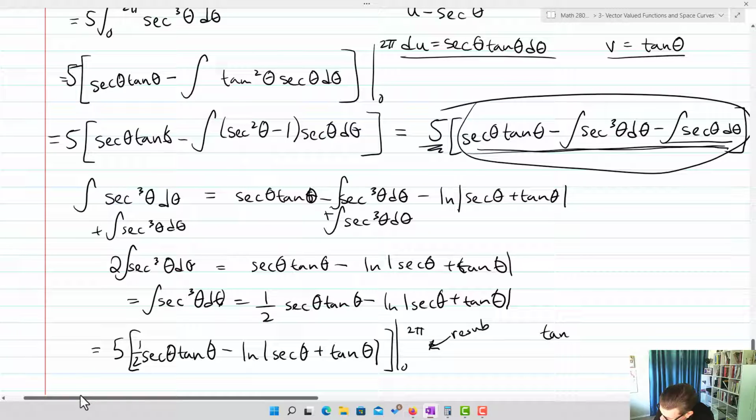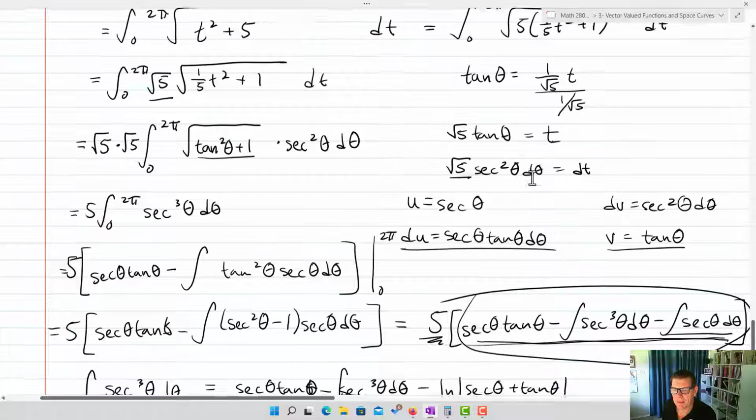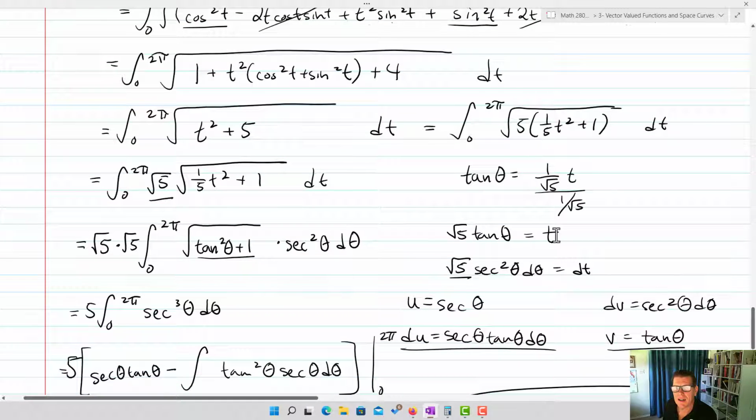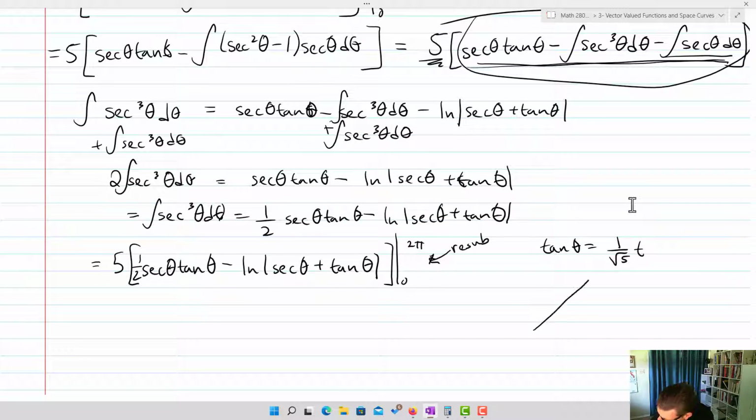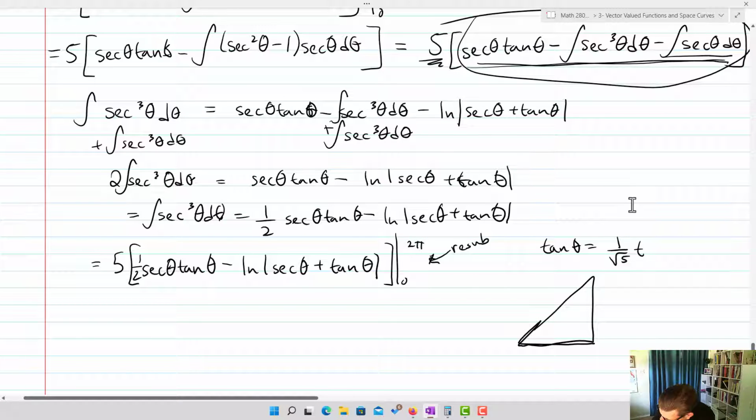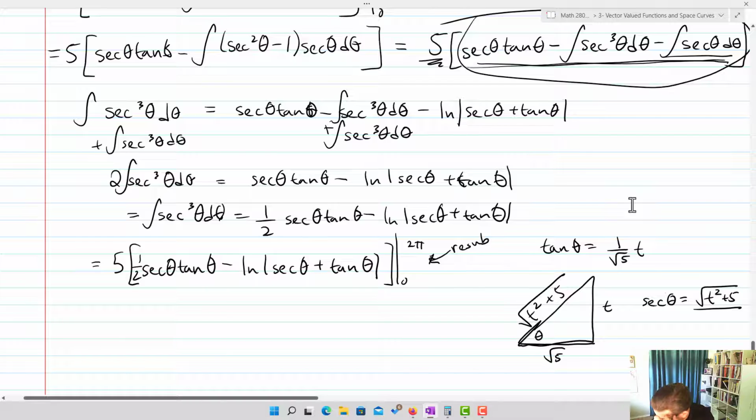Remember that tangent theta was going to be equal to 1 over the square root of 5 t. Okay, we'll go check, make sure that's the case. Yep, there it is. And so if we draw our triangle, this is tangent theta, so the opposite side will be t. So here's theta, t, this will be the square root of 5. This side over here is going to end up being the square root of t squared plus 5. So secant theta will end up equaling the square root of t squared plus 5 divided by the square root of 5.